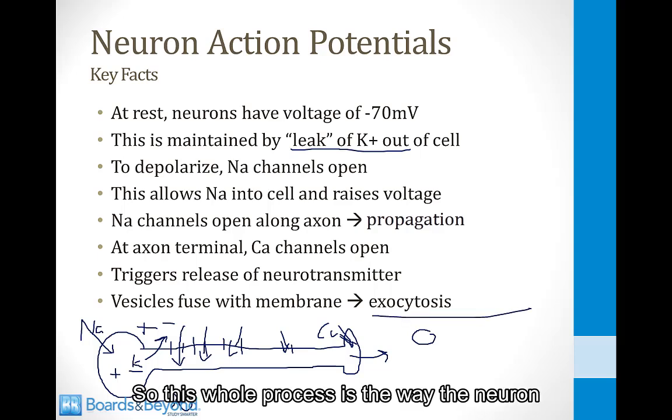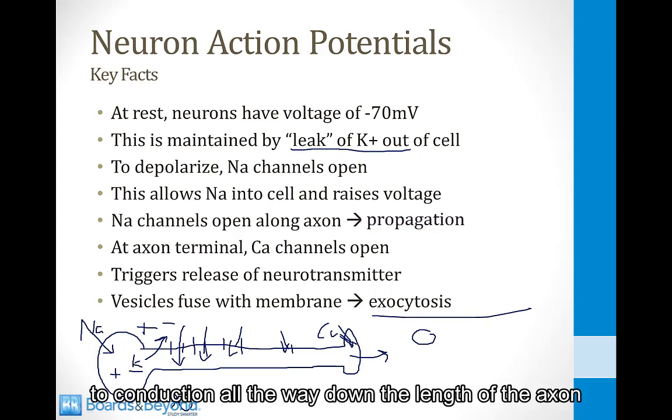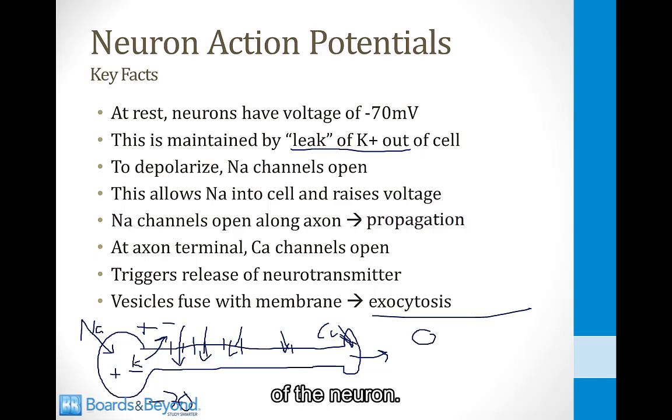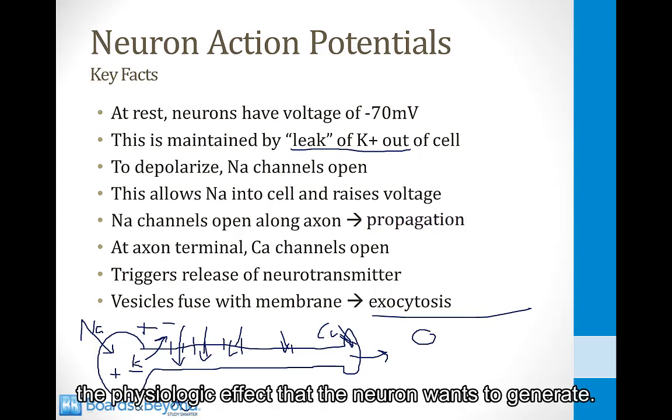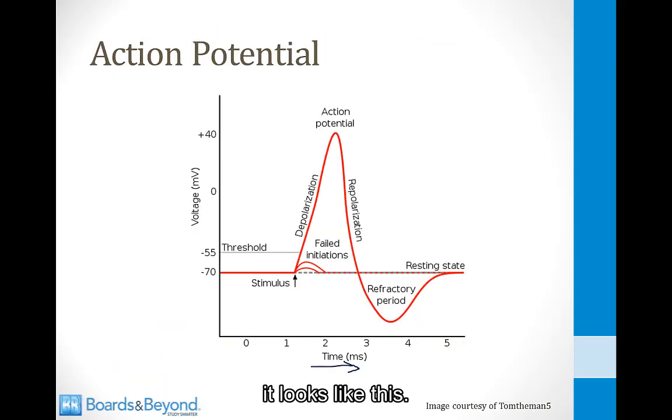So this whole process is the way the neuron goes from its resting state of minus 70 millivolts to conduction all the way down the length of the axon and the exocytosis of neurotransmitters at the end of the neuron. And the neurotransmitter is what goes and creates the physiologic effect that the neuron wants to generate. If we plot the change in voltage of the neuron over time, it looks like this. So it starts at minus 70 right here. It then decides to depolarize.